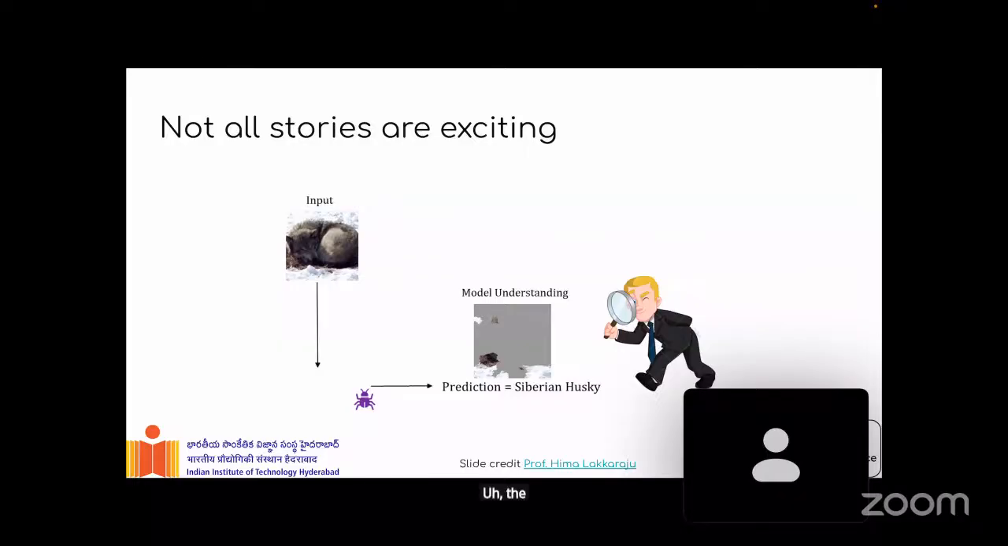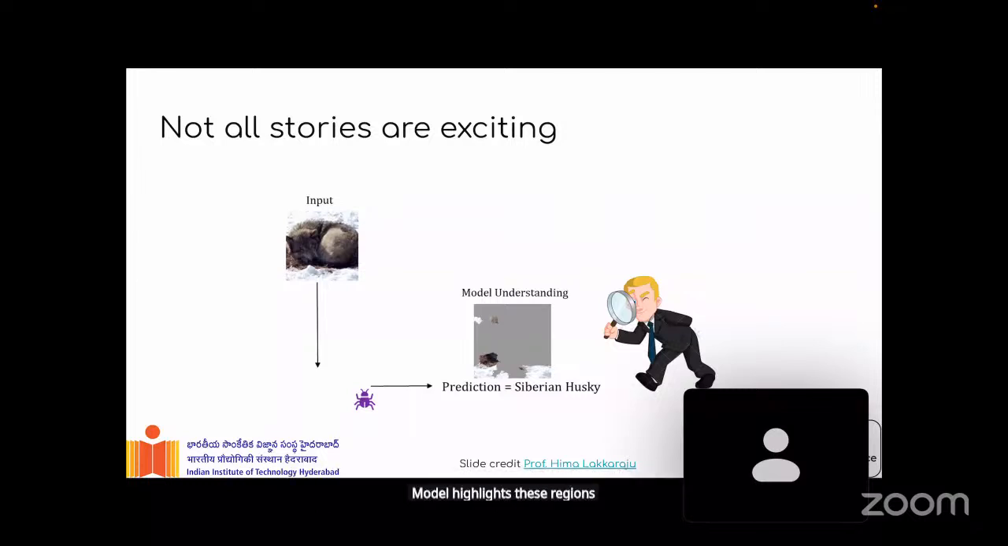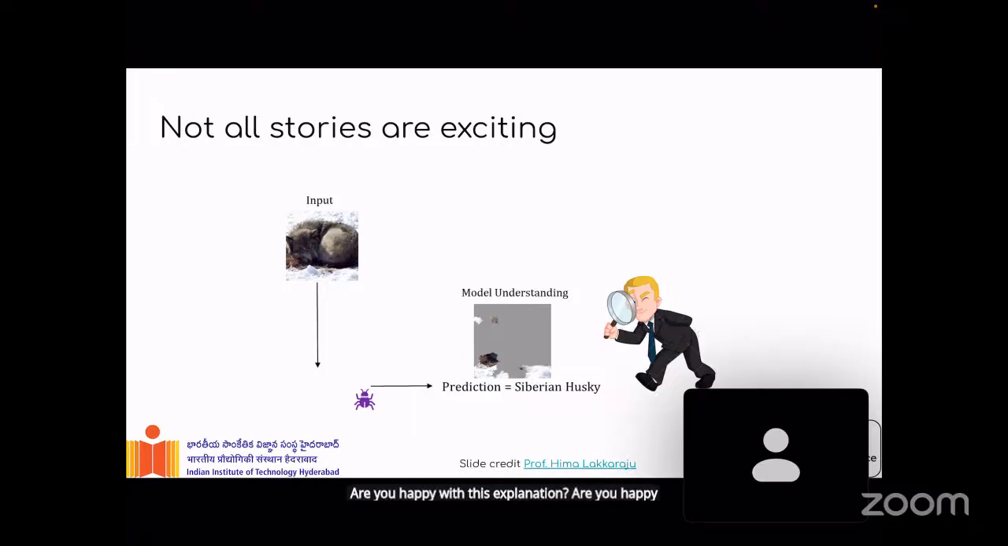The middle picture, model understanding. Correct. The middle picture is the explanation by the model. The model highlights these regions. Because of these regions, it believes the input is a Siberian Husky. Are you happy with this explanation? Are you happy with the model?